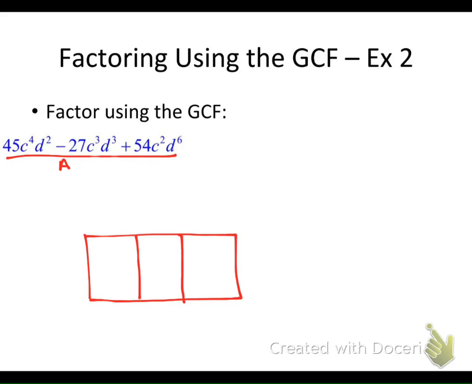Now I'm going to go ahead and write my areas in that I have in order. So I have 45 c to the 4th d squared. I have negative 27 c cubed d cubed. And then I have 54 c squared d to the 6th.